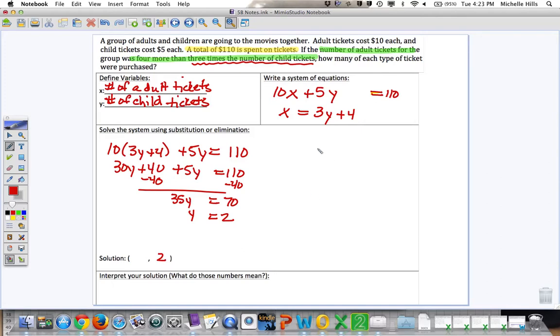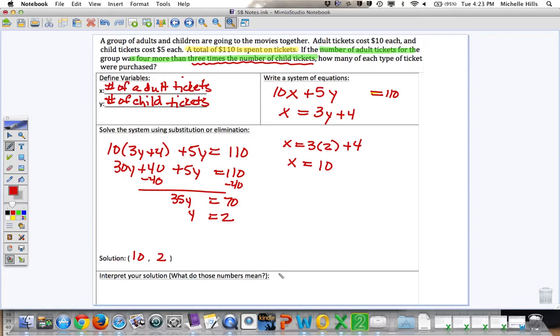So 2 is going to go in there. Go back to one of my original equations. I'm going to use this one. x equals 3 times 2 plus 4. So x equals 10. Now, you are not done. You have to answer the question. Interpret your solution. What do those numbers mean?